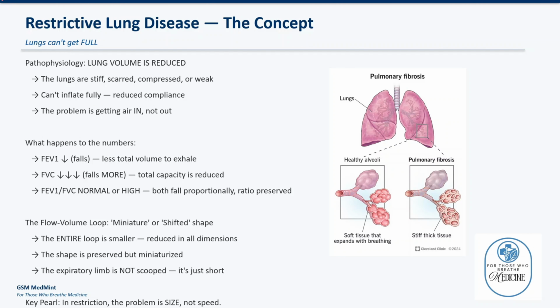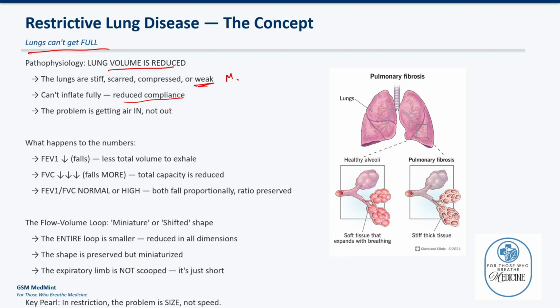Restrictive lung disease is the opposite problem. The lung cannot get full. The pathophysiology behind restrictive lung disease is that lung volume is reduced. The lungs are stiff, scarred, compressed, or the respiratory muscles are weak. The patient cannot inflate the lungs fully. Compliance is reduced and it takes more pressure to expand the lung.